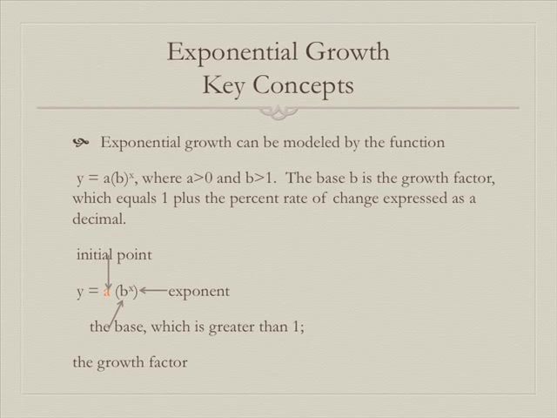Exponential growth can be modeled by the function y equals a times b to the x, where a is greater than 0 and b is greater than 1. The base b is the growth factor, which equals 1 plus the percent rate of change expressed as a decimal.